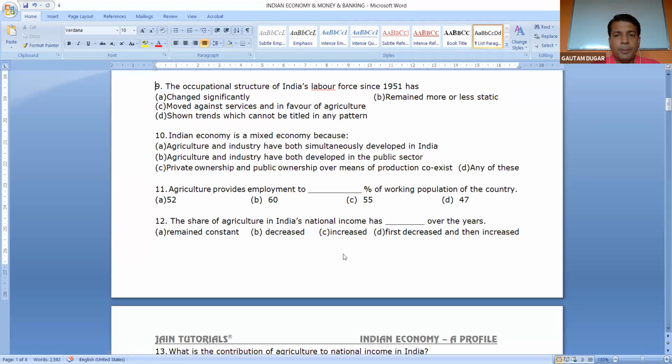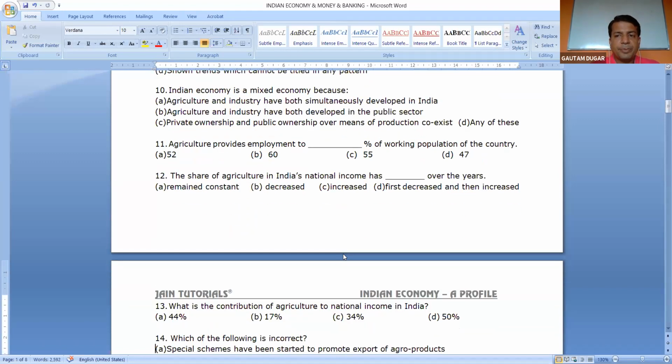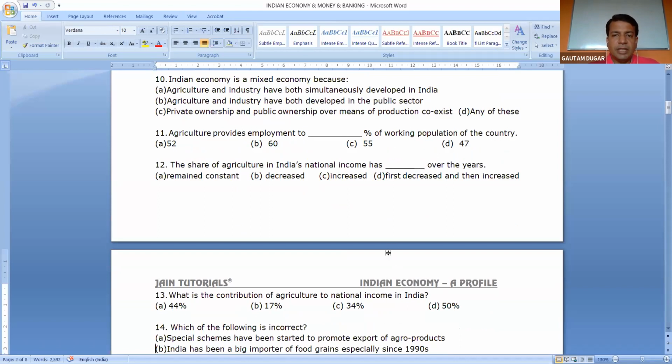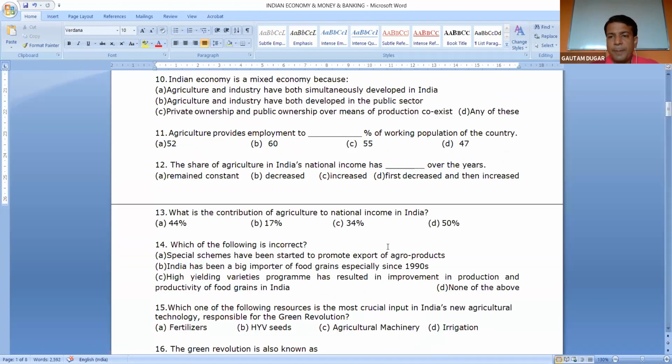Agriculture provides employment to dash percent of the working population of the country. Right now it's 52%. It's not 60 or 55. It's 52%. That's the right answer.